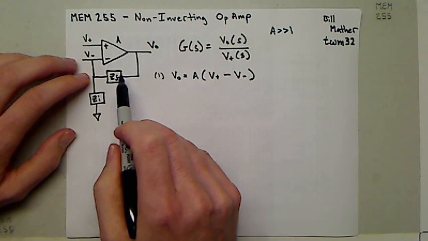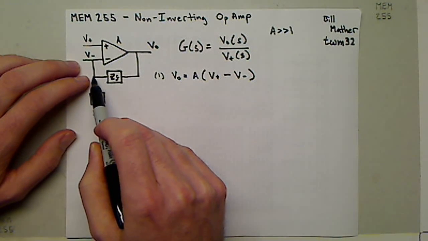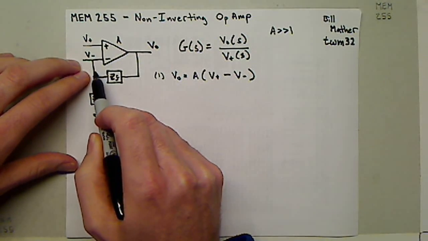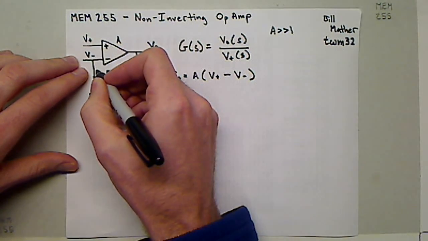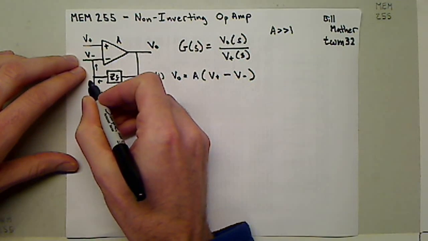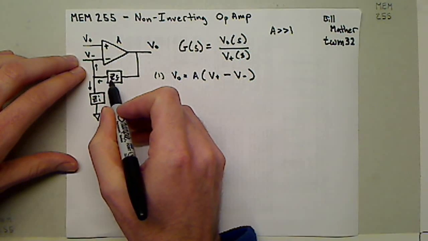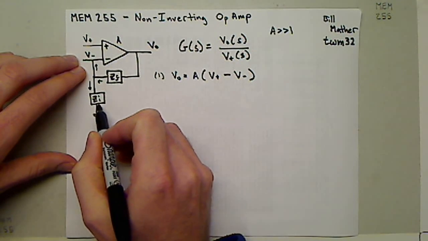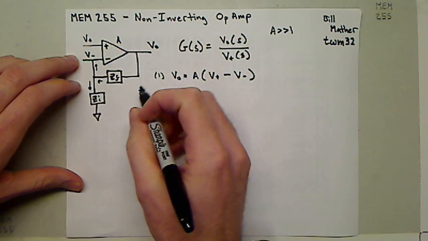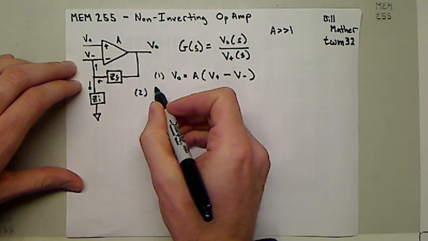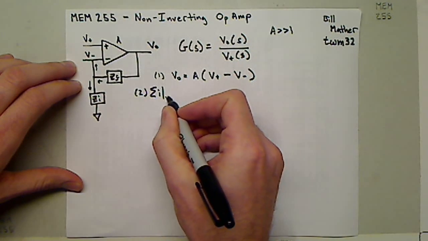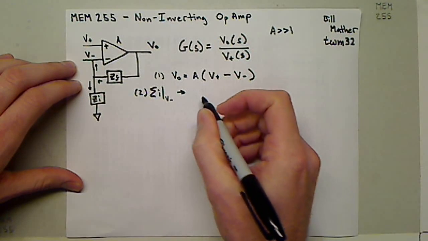Now, for the second relationship, I'm going to sum the currents into this node. We know an op-amp has infinite input impedance, so there's no current going this direction. That I is infinite. So this current is going to be equal to this current. So IZF is going to be equal to IZI. If I write down that relationship, equation 2 is going to be summing the currents into the V minus node.